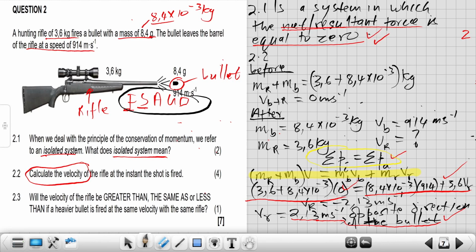So the best thing to do is always start with the principle. Which is the principle? The sum of the momentum before is equal to the sum of the momentum after. Then 2.3.